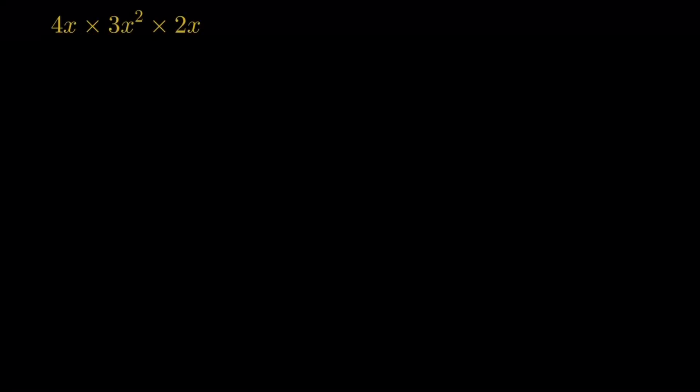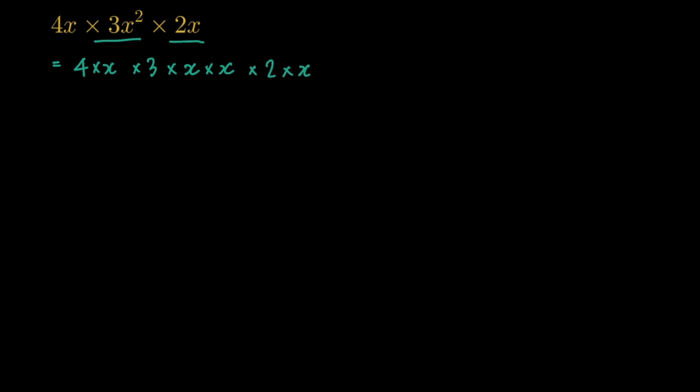Algebraic products can have more than 2 terms being timesed. So with this example here, we have 3 terms being multiplied. I have the first term 4x, second term 3x squared, and the last term 2x. So let's go ahead and simplify. 4x is equal to 4 times x. 3x squared is 3 times x times x. 2x is 2 times x.